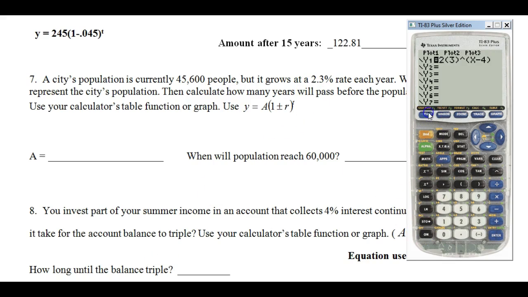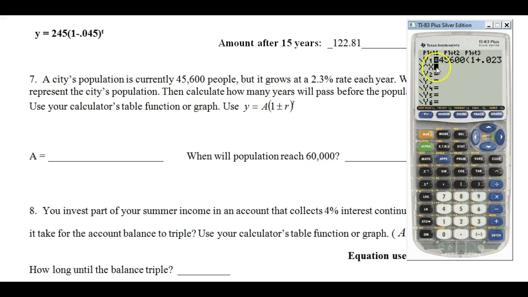So let's see what we got here. We know what we started with. We have our A value, which is 45,600. And it says it grows. So 1 plus my rate is 0.023. Again, you have to turn it into its decimal form. And then we would take that to the x. That is my A.